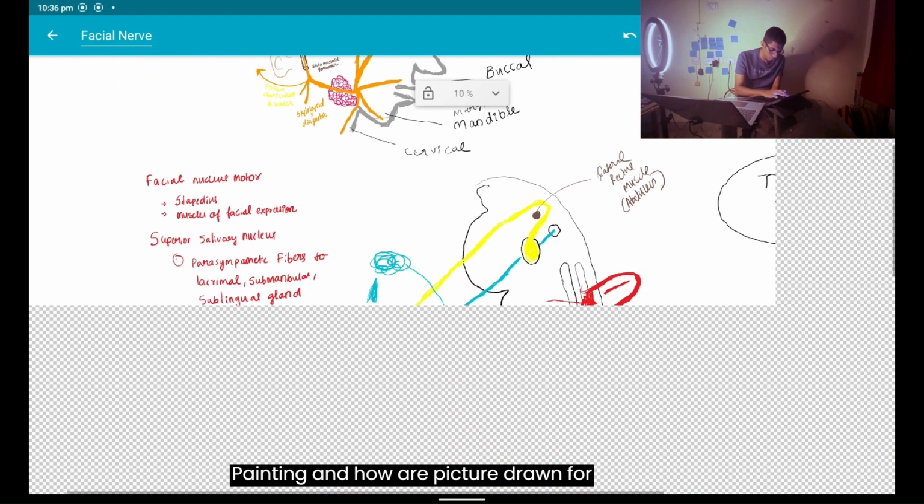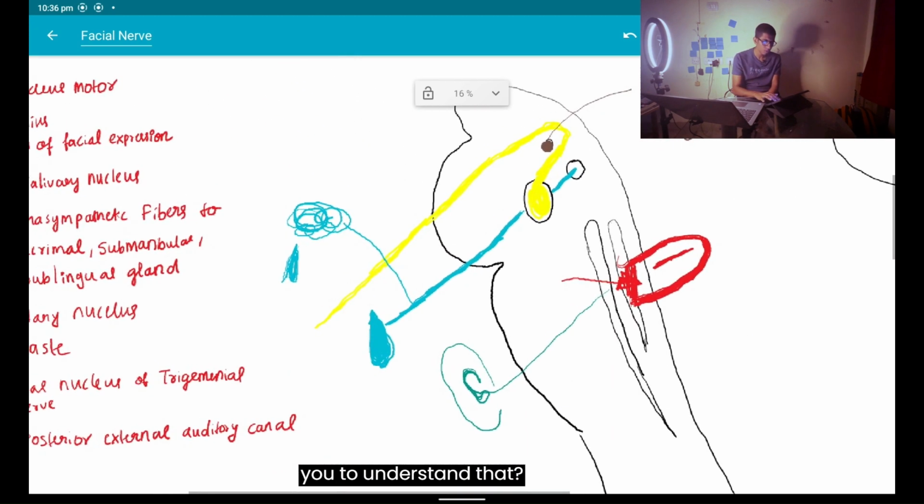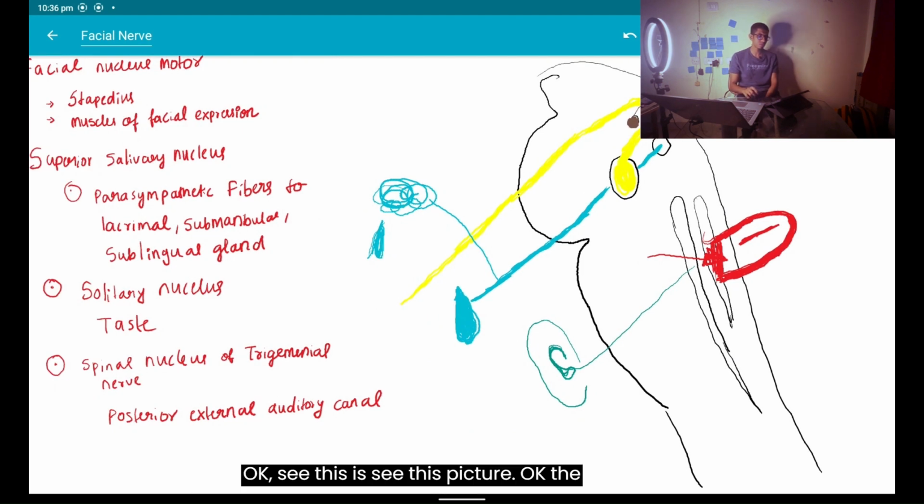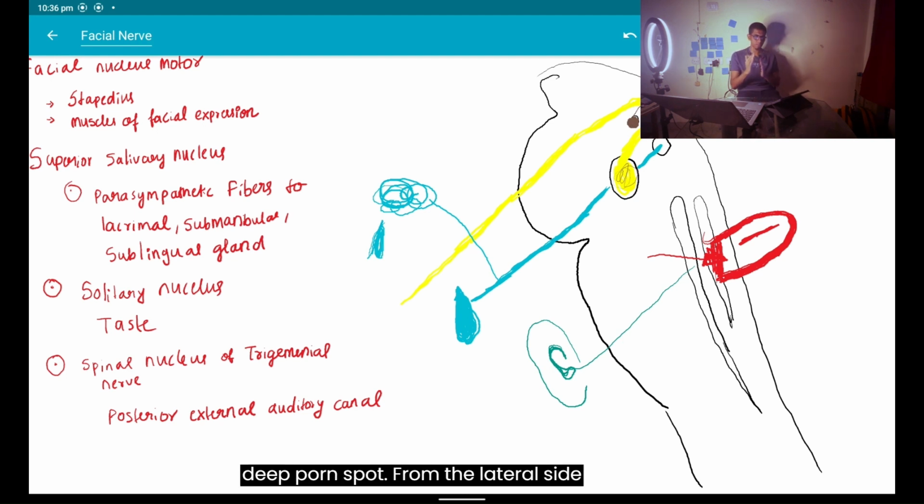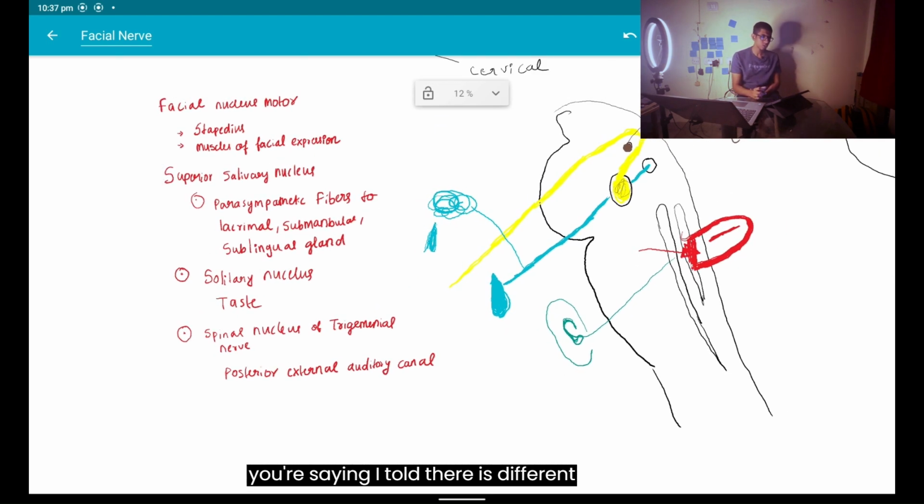I have a picture drawn for you to understand that. Okay, see this picture, okay? First you see this yellow colored thing. This is the pons part, seen from the lateral side. I told you there are different nuclei.